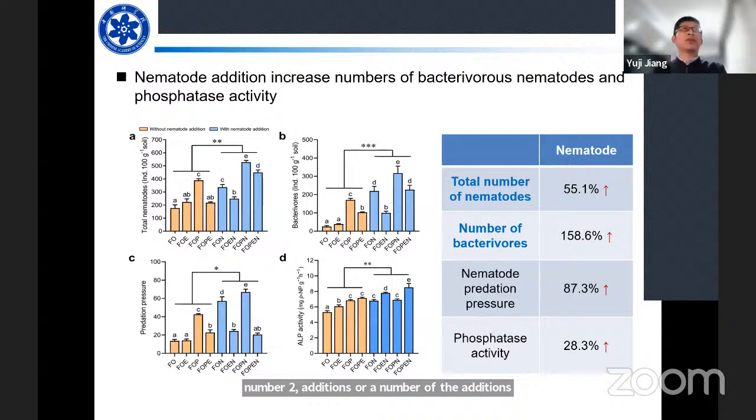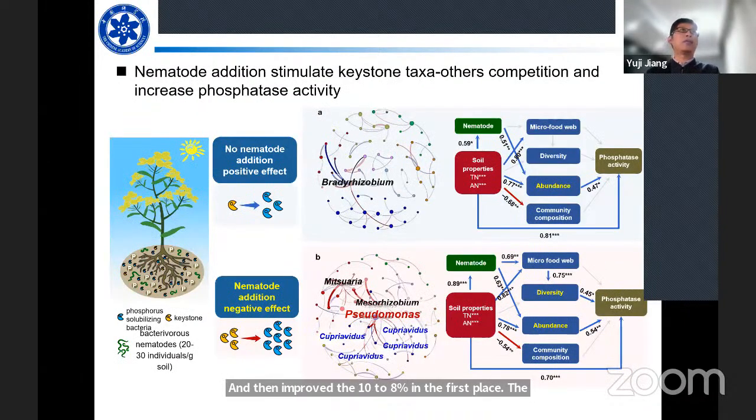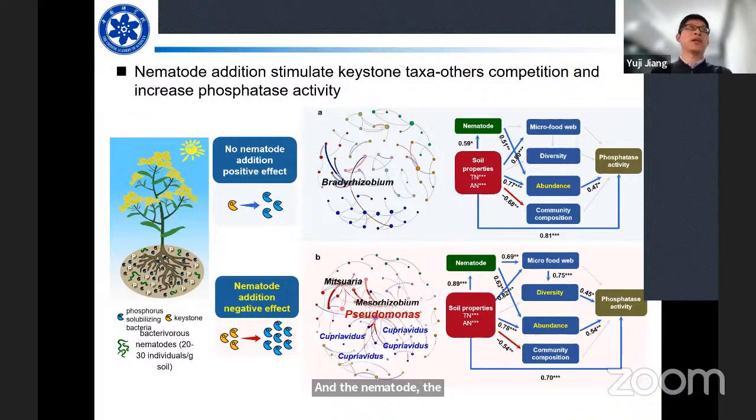With the nematode addition, the total number of the nematodes and the bacterial nematodes was increased, and then improved the phosphatase activity by 28%. In non-nematode addition treatments, Bradyrhizobium was the keystone ALP producing bacteria in the network, and the nematode predation enhanced the phosphatase activity by increasing the abundance of the ALP-producing bacteria.